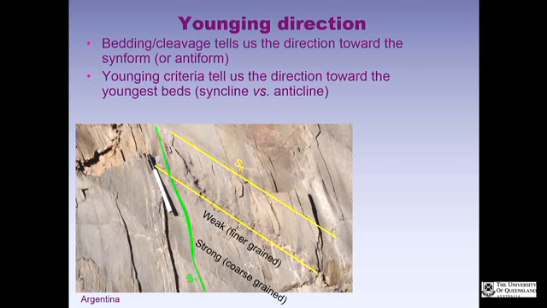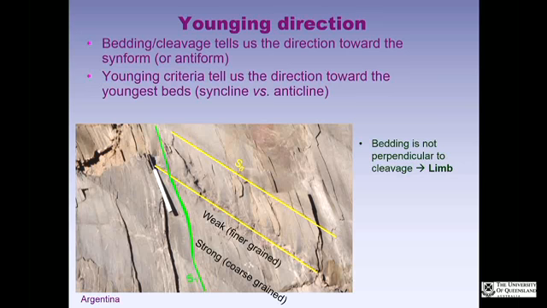We know that we are on the right way up limb, because the cleavage is steeper than the bedding. So again, we get a lot of information. The first thing that we recognize is that bedding is not perpendicular to cleavage, therefore we have to be at the limb.